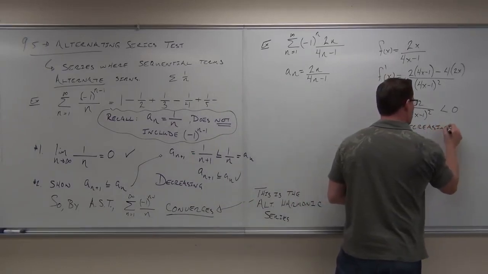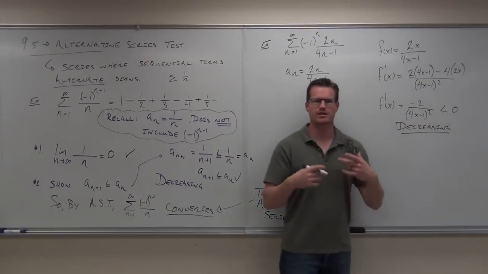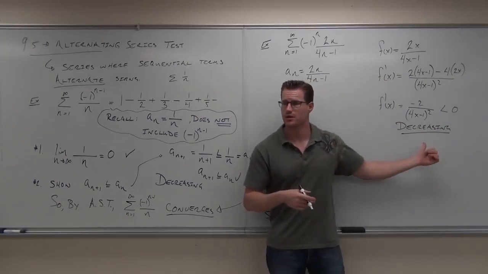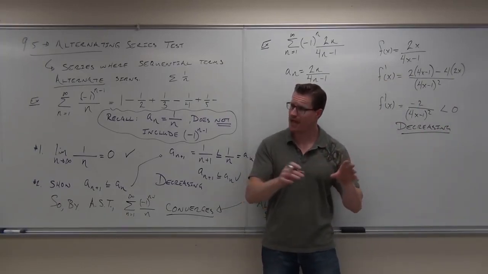Would that be good for convergence as far as our alternating series test is concerned? Would that be good for us? Yeah, that would have to be decreasing. So that fits half of it.